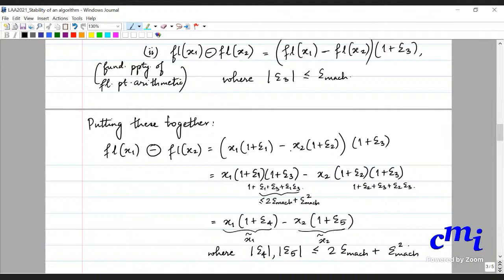I'm multiplying this 1 plus epsilon 3 inside here. Notice that both epsilon 1 and epsilon 3 are errors bounded above by machine epsilon. So this product is going to be bounded above by twice machine epsilon plus machine epsilon squared. So that is this quadratic that appears. Suppose I have some epsilon 4 and epsilon 5 quantities which are bounded above by this. Then I can replace this whole thing by x1 times 1 plus epsilon 4 minus x2 times 1 plus epsilon 5. I just want to get rid of this entire thing and express it in one quantity. So that's what is being done here.